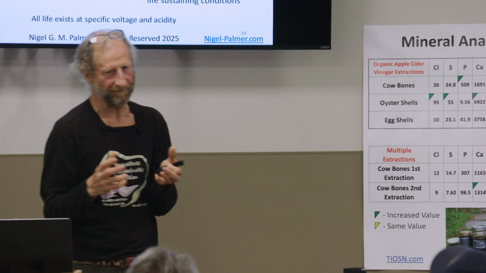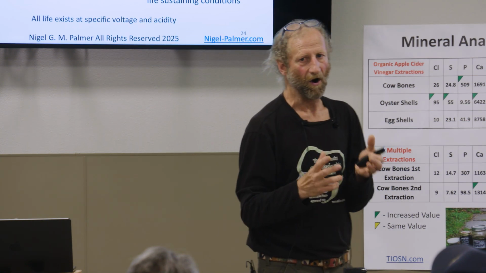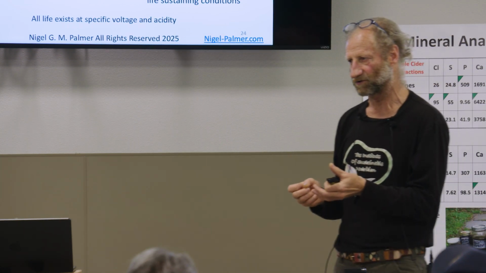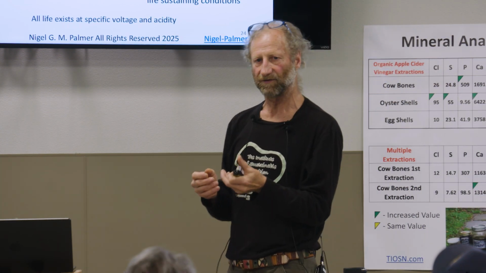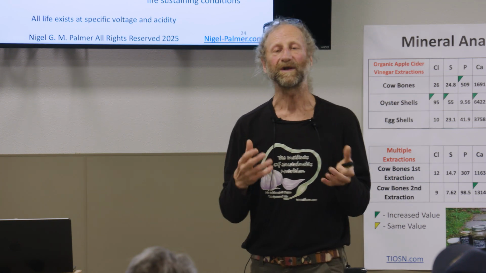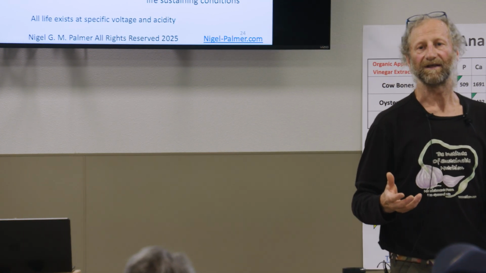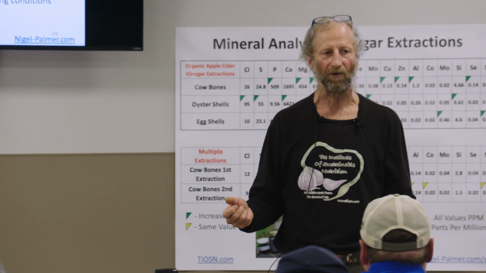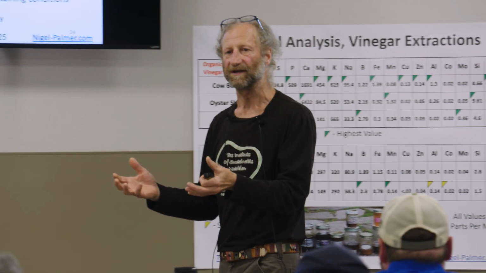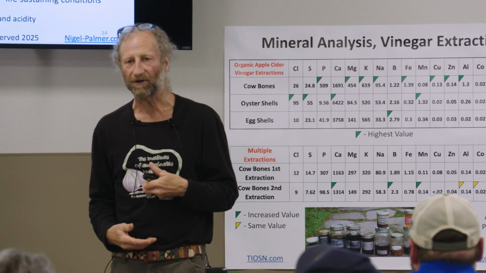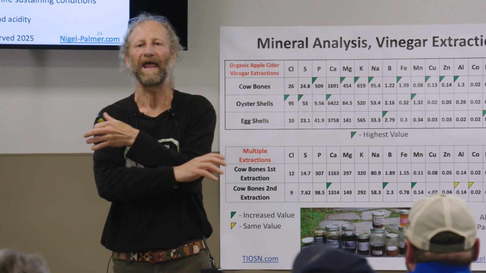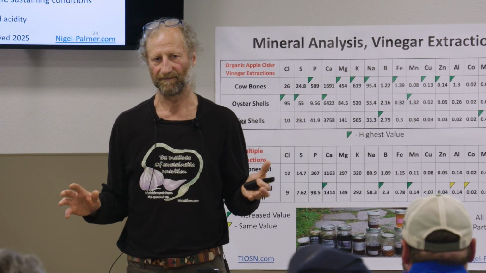Now, the bacteria, fungi, and insects all have the ability to control this environment as well. And so what we see is life is a battle to control the voltage and the acidity. This is what's going on in your gut. This is what's going on everywhere in life.